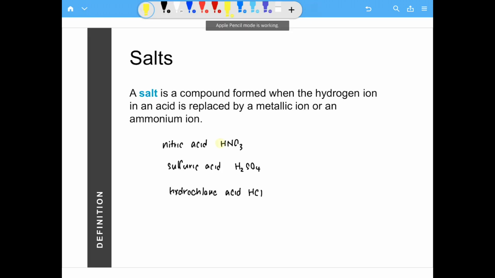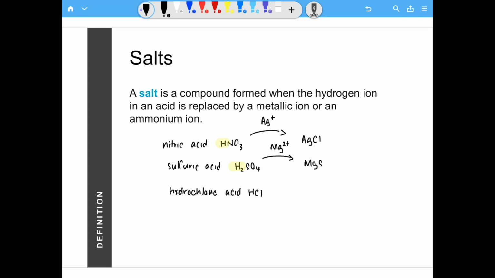Now if we were to replace the hydrogen ion of nitric acid with a metal ion, for example silver ion, then we will end up with the salt silver nitrate. Similarly, if we were to replace the hydrogen ions on sulfuric acid with a metal ion, for example magnesium ion, we'll end up with the salt magnesium sulfate. And lastly, if we were to replace the hydrogen ion of hydrochloric acid with an ammonium ion, we'll end up with the salt ammonium chloride.